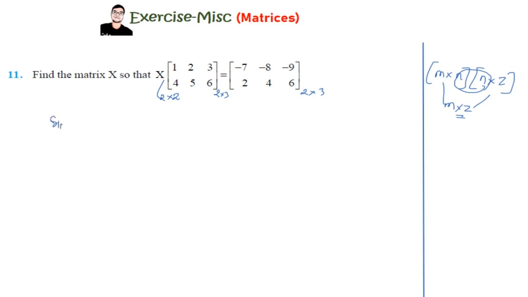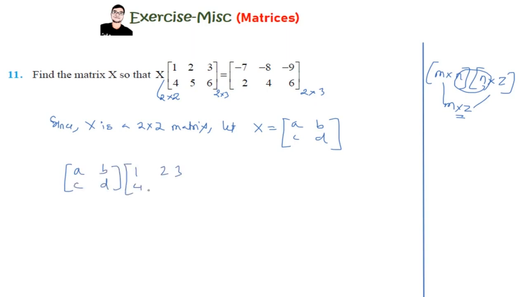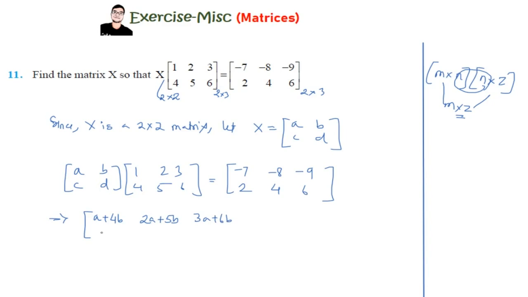So since X is a 2 by 2 matrix, let X be equal to A, B, C, D, as we don't know anything about it. So let us check it out right now. So it is A, B, C, D multiplied by 1, 2, 3, 4, 5, 6, which is equal to -7, -8, -9, 2, 4, 6. So this is going to give you A plus 4B, 2A plus 5B, 3A plus 6B, and here it is C plus 4D, 2C plus 5D, and 3C plus 6D. Here it is -7, -8, -9, 2, 4, 6.